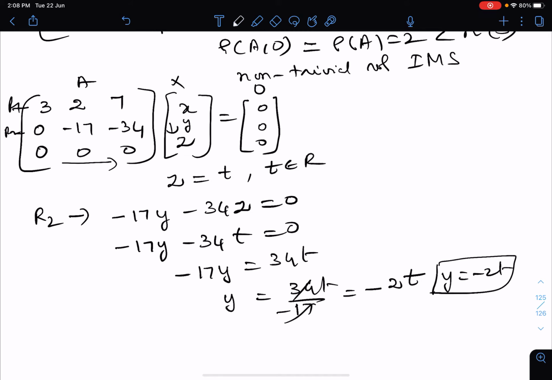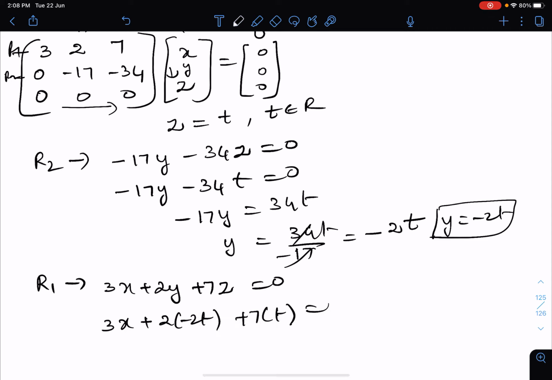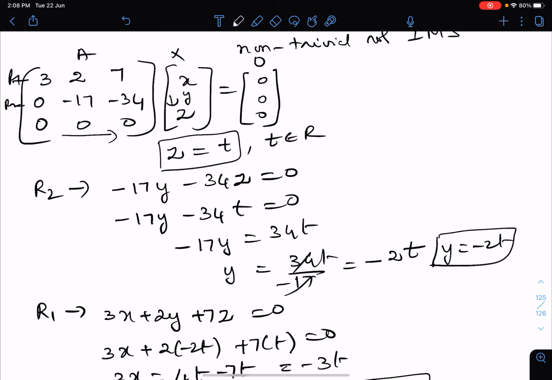Now taking our row 1. From row 1, what is our row 1? 3x plus 2y plus 7z equal to 0. Substitute for y and z, 3x plus 2 into minus 2t plus 7 into t equal to 0. Therefore 3x equal to, this minus will become plus here, so 4t minus 7t, that is equal to minus 3t. Therefore x is equal to minus 3 by 3t, that is going to be minus t, which implies x is equal to minus t is our solution, and z equal to t is our solution.